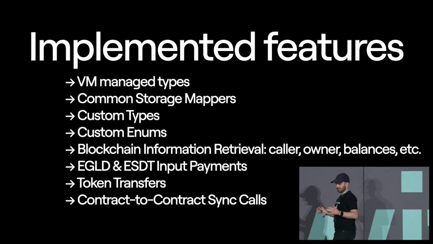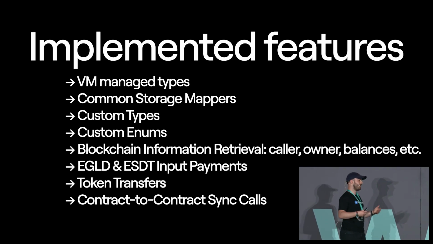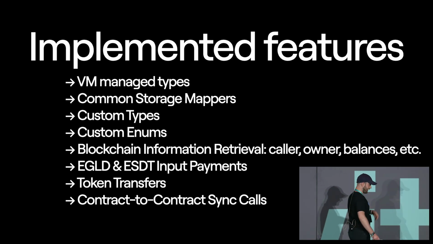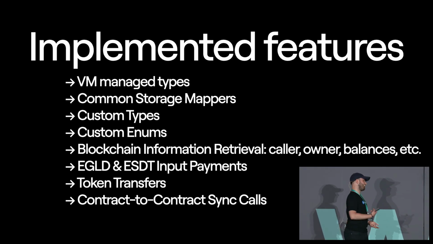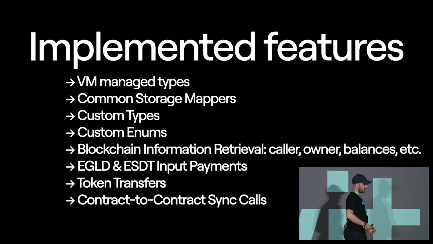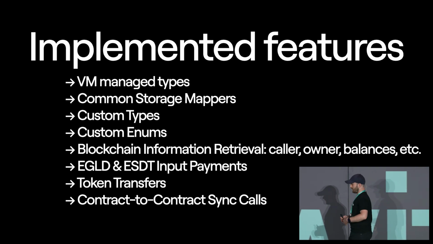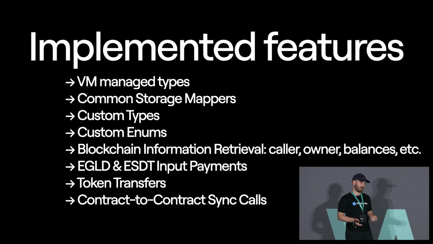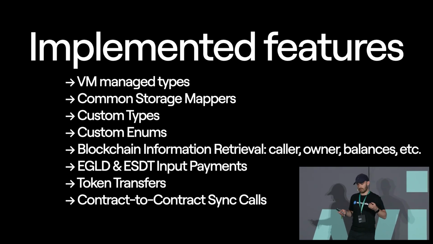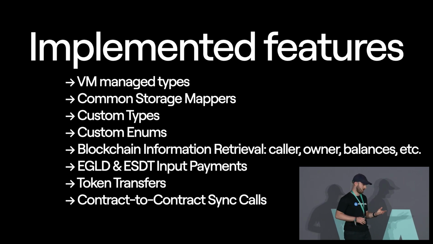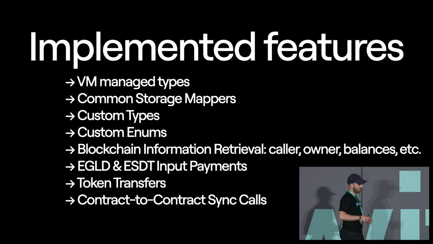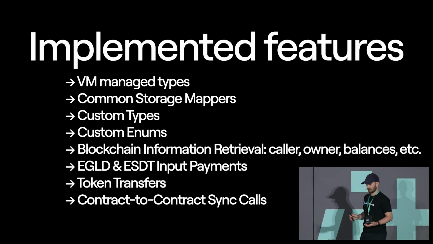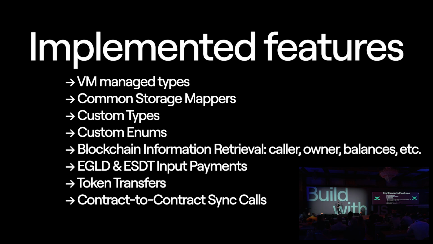I have incorporated widely used managed types like managed buffer, big uints, multi-value encoded, managed vec, and so on, along with common storage mappers, single value mapper, vec mapper, map mapper, queue mapper, and so on. Developers can also define their own data type like they do in Rust with structures, but in AssemblyScript, this is with classes or enums. And they also can pull information from the blockchain, including the transaction data. Moreover, operations relating to USDT tokens, such as sending, minting, or burning, are supported. I also implemented contract-to-contract synchronous calls, so calls when the two contracts are in the same shard.